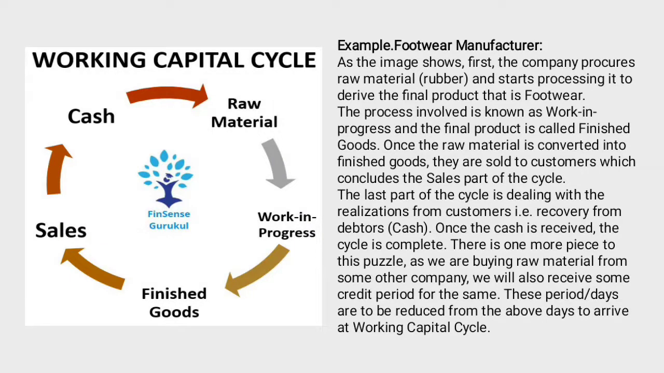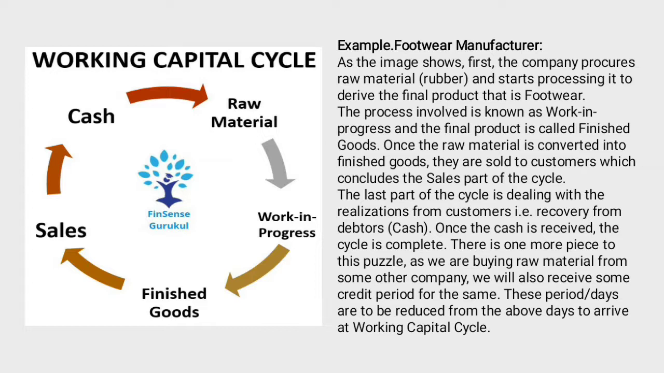WCC or working capital cycle refers to the number of days required for the entire process of business, from the purchase of raw materials to the realization from the customer. Example, footwear manufacturer. As the image shows, first the company procures raw material and starts processing it to derive the final product, that is footwear. The process involved is known as work in progress, and the final product is called finished goods.